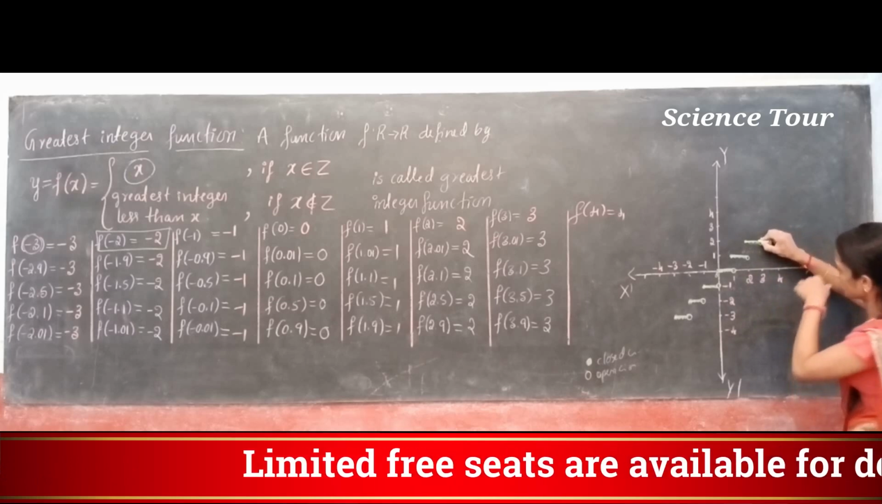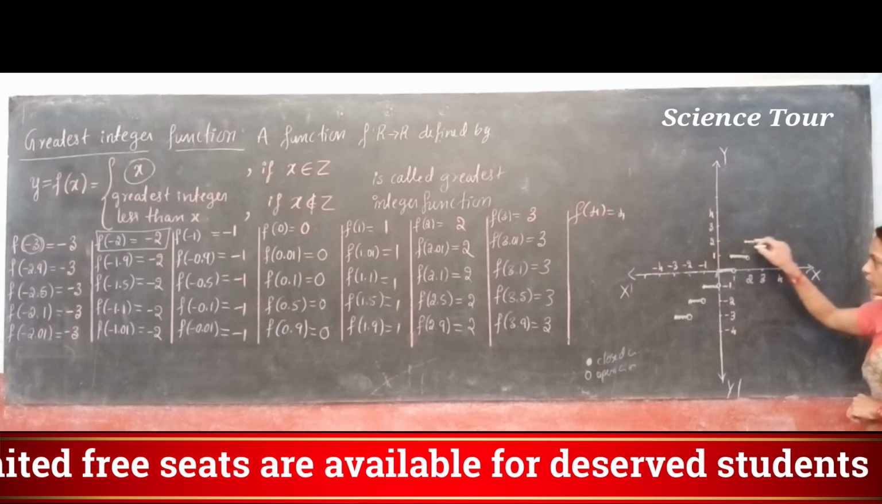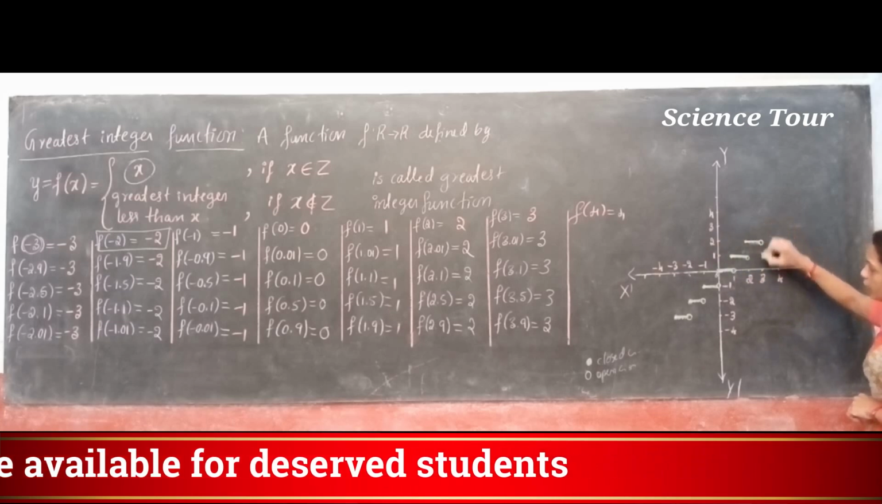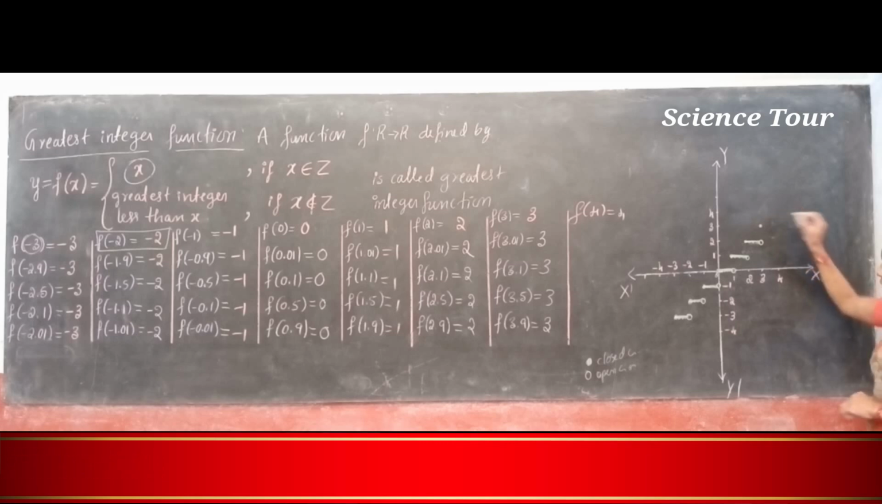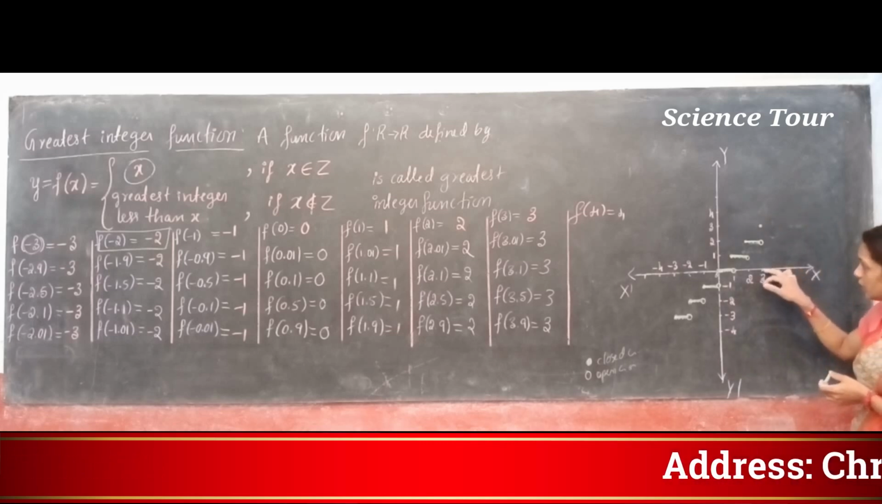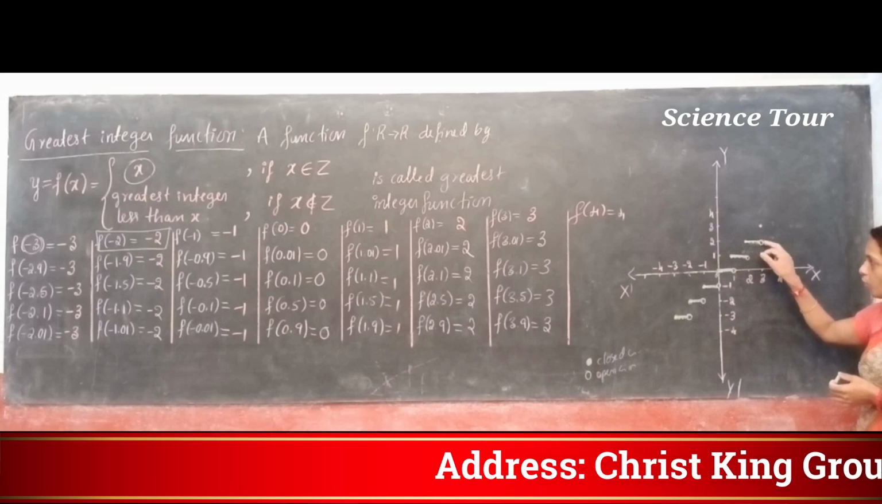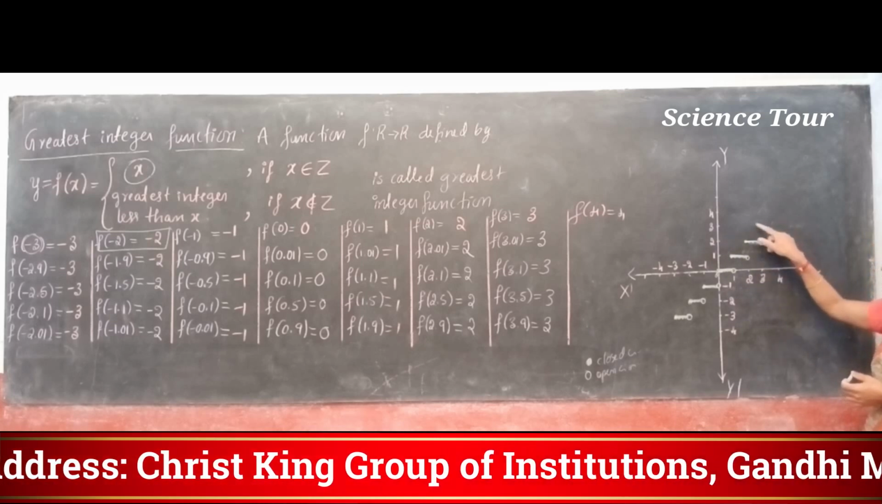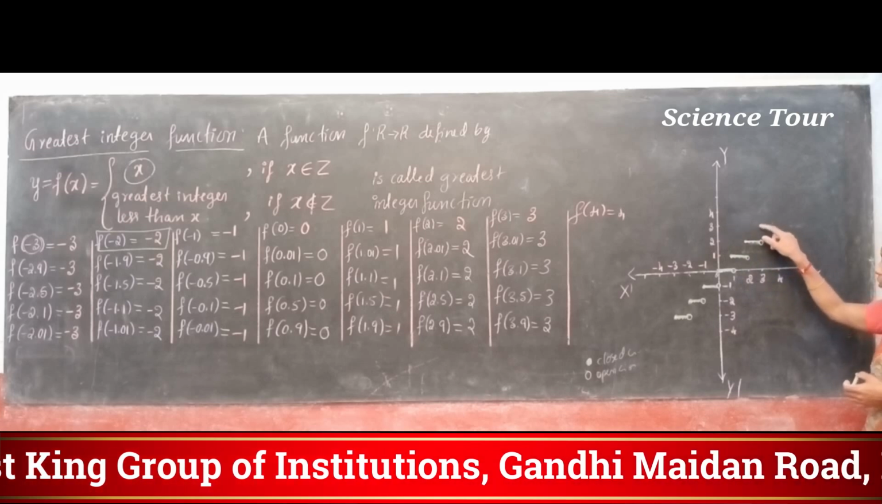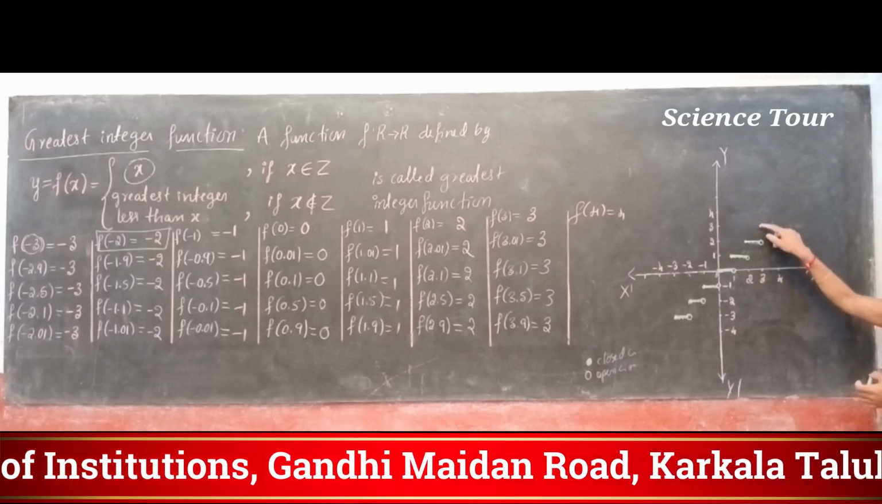At 3, what is the image? Image of 3 is not 2; image of 3 is 3, that is here. To indicate that the image of 3 is not 2, you have to draw an open circle at this point, and the image of 3 is 3. To indicate that, you have to draw a closed circle at (3, 3).